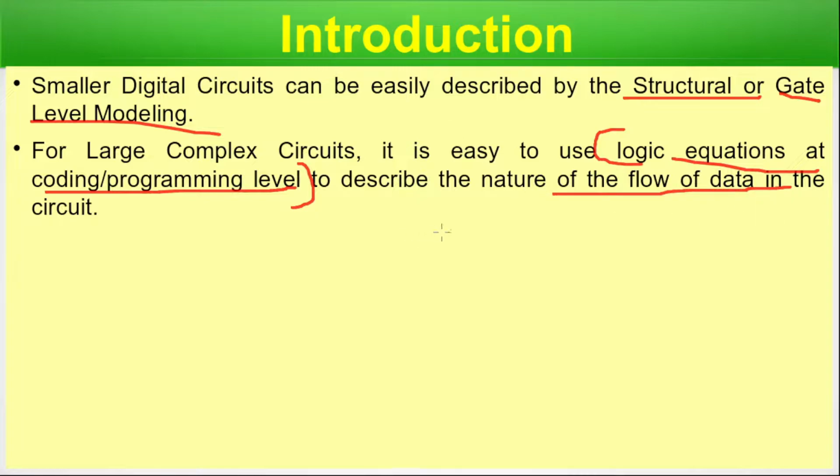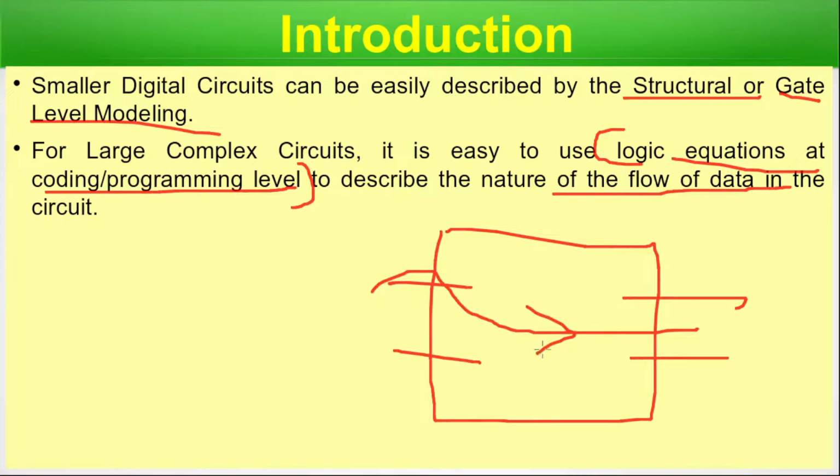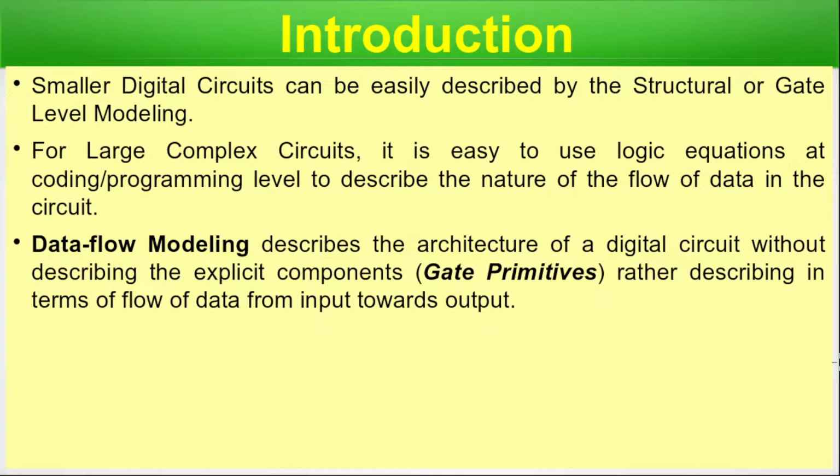That means we have a circuit right here and we have some inputs and outputs, and flow of data means obviously data will flow from this towards this direction. So this is the data flow. The word data flow means this kind of operation which is shown by this diagram. Data flow modeling describes the architecture of a digital circuit without describing the explicit components, rather describing in terms of the flow of the data from input towards the output.